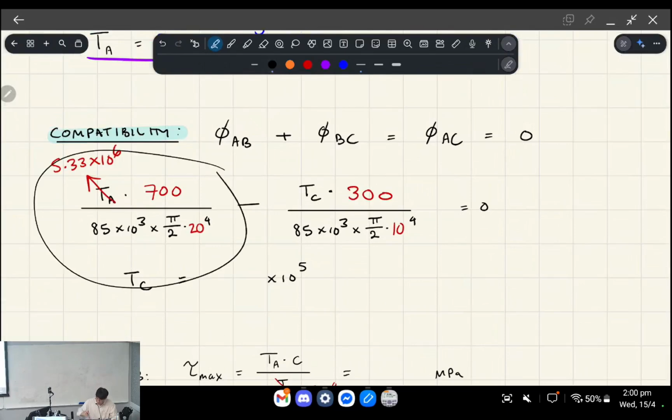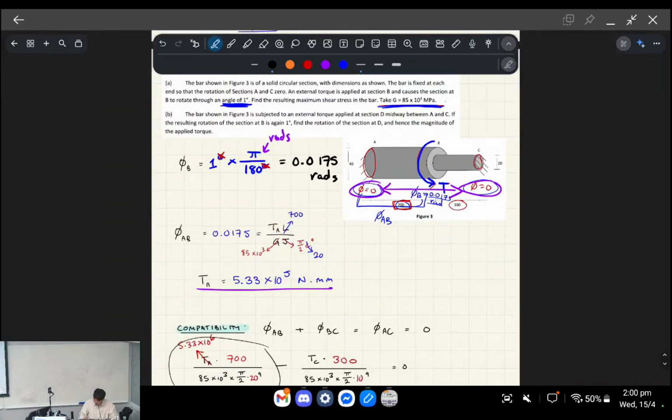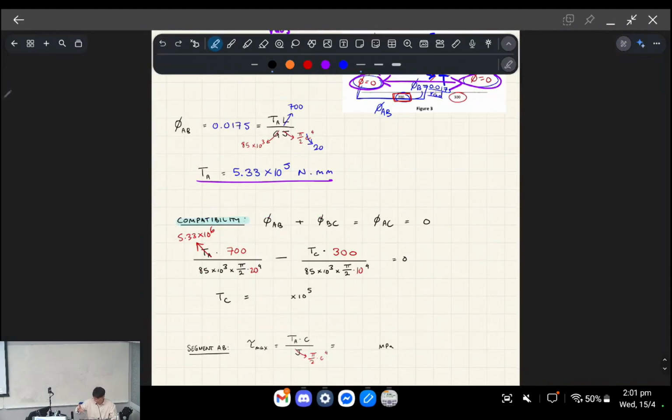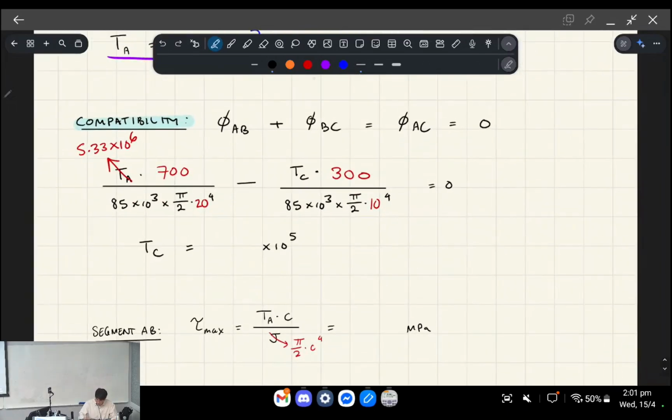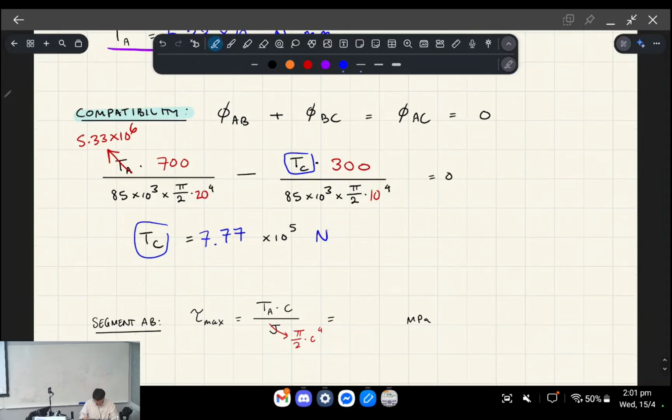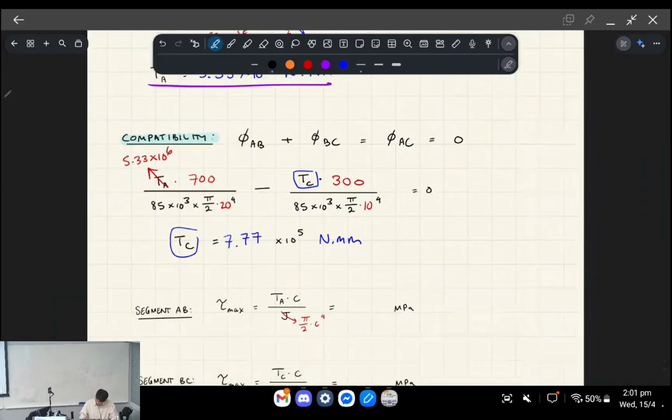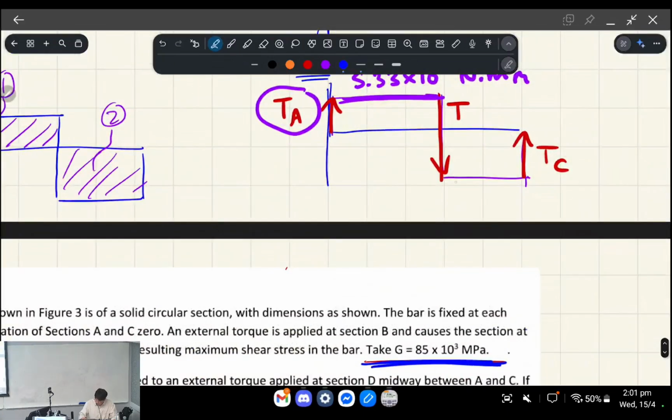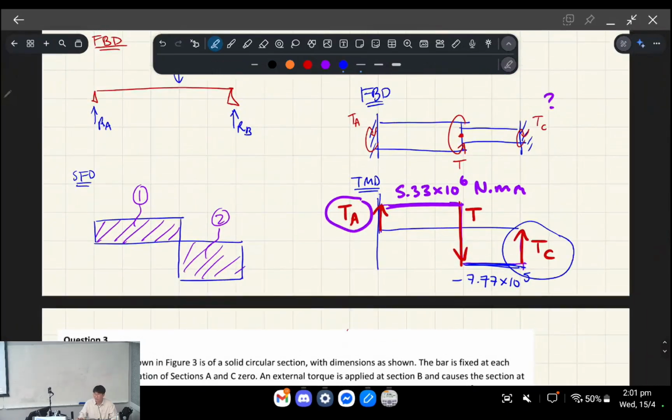So this one is a twist that's going, which way is it going? It goes counterclockwise and then it twists back clockwise, right? And so we can work out TC. So we can solve for TC, giving us 7.77 times 10 to the 5. I don't have my units here, but it's Newton millimeters, okay? So that is basically here. That's negative 7.77 times 10 to the 5. Okay? And that's the same as TC. Does that make sense?